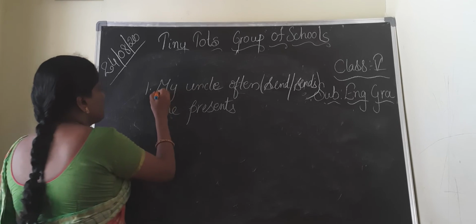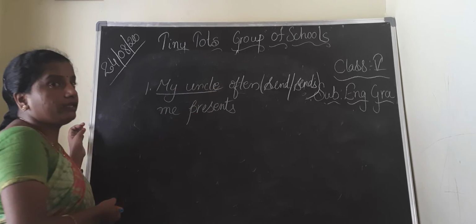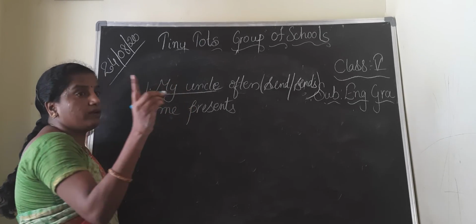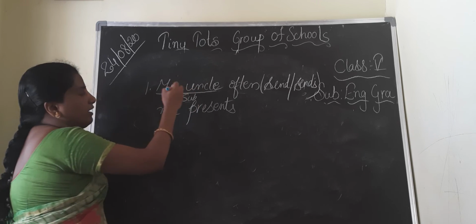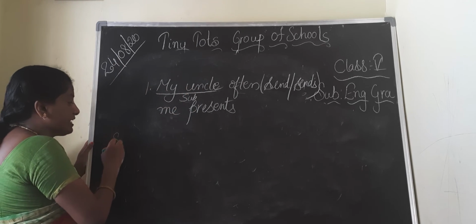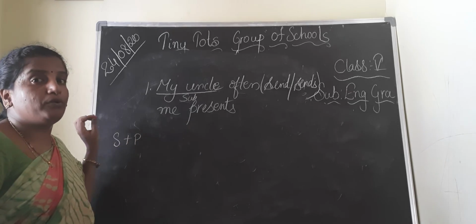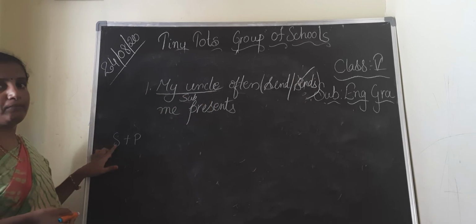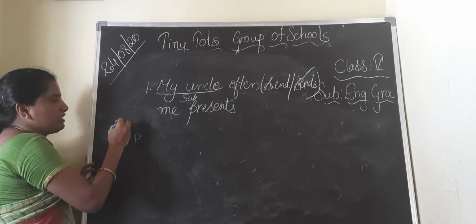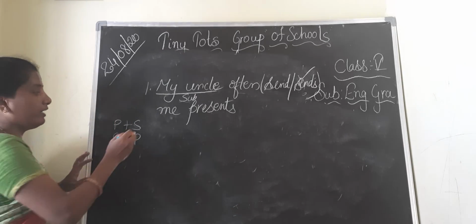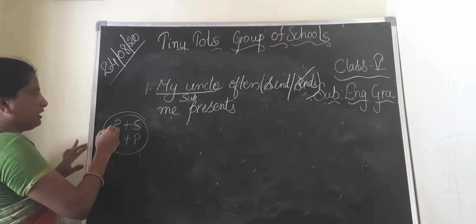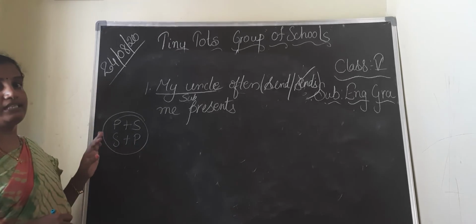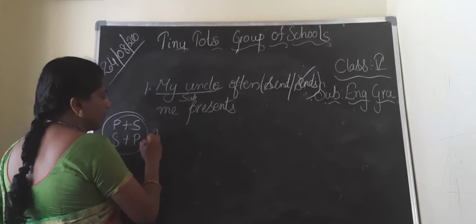If you observe the subject, children, my uncle, here the doer of the action is my uncle. So my uncle is singular. What we have learnt: if the subject is singular, the verb should be plural. So, sends. If the subject is plural, the verb should be singular. Just remember this one. If the subject is plural, the verb is singular. If the subject is singular, the verb is plural. Easily you can identify. Let us take one more example, children.